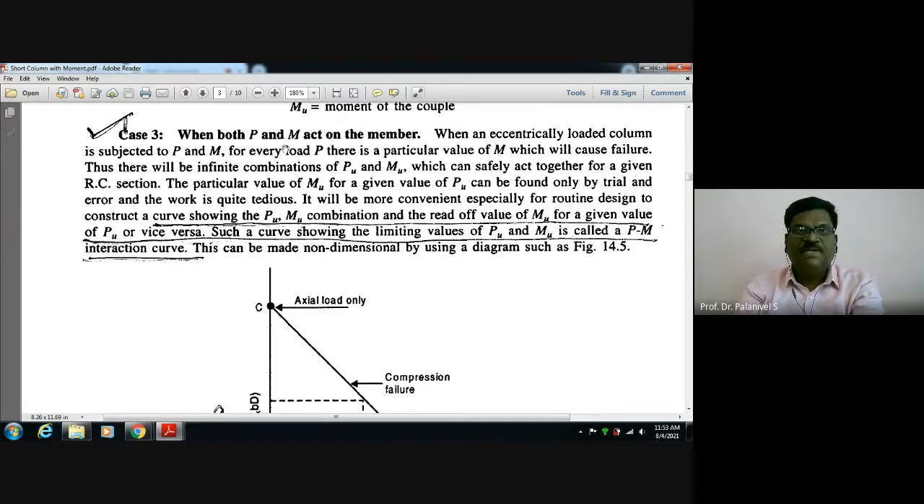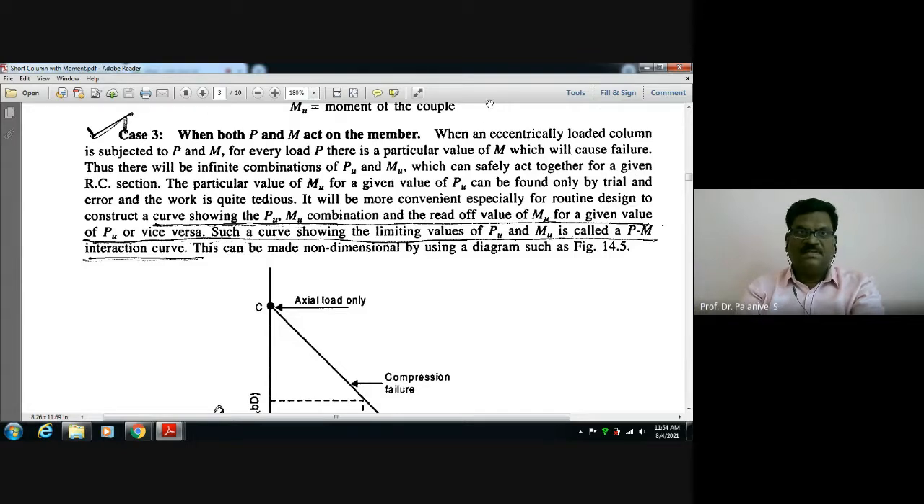Okay, when both P and M act on a member, right? I will just read out. When an eccentrically loaded column is subjected to P and M, for every load P, there is a particular value of M. All of you listen. For every axial load, there is a particular value of bending moment which will cause failure. That's a combination that will cause failure. If the axial force varies, accordingly the bending moment required to cause the column failure will be different. For every load P, there is a particular value of M which causes failure. That alone you can remember.